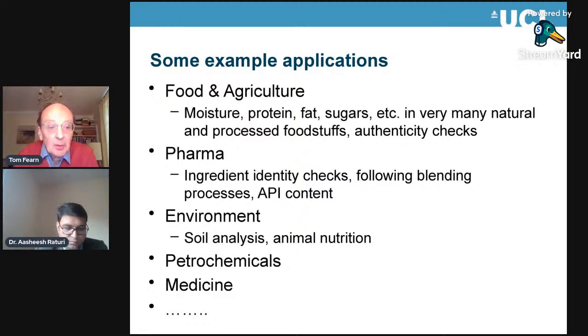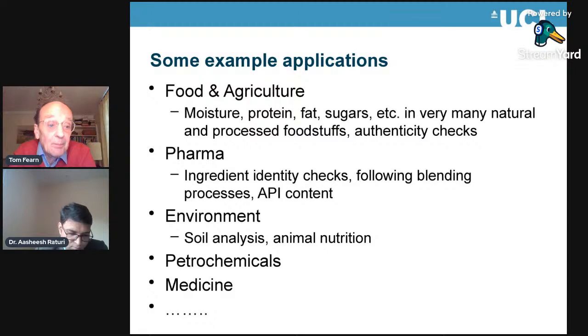So let me talk, in what time remains, a bit about applications. The ones I'm most familiar with, and indeed the ones that really launched near infrared as quantitative spectroscopy, were in food and agriculture. That's because it's really good at measuring moisture, protein, fat, sugars, and it will do it in intact or minimally pre-processed foodstuffs with minimal sample preparation. And it's used for lots of natural foodstuffs.